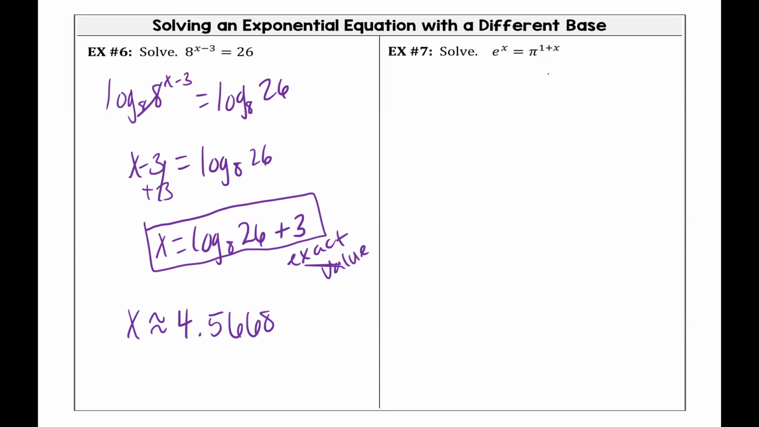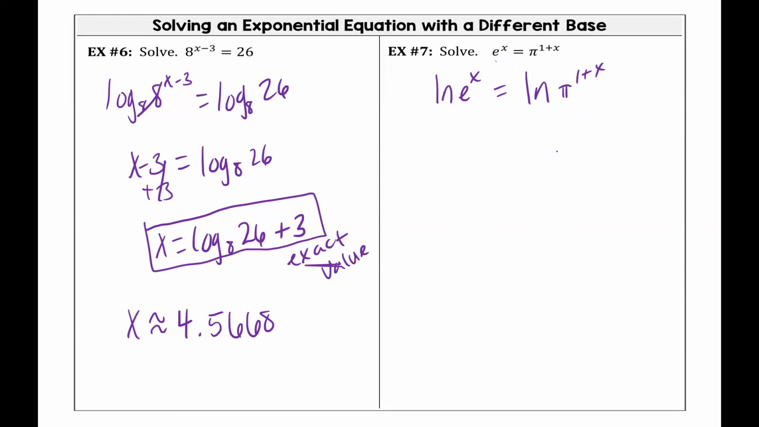All right, here we're going to do an example where we're going to use natural log. So we're going to take the natural log of both sides in order to free our exponent over here. So when I take the natural log of e to the x, what I do to one side, I'm going to do to the other: natural log of pi to the 1 plus x.